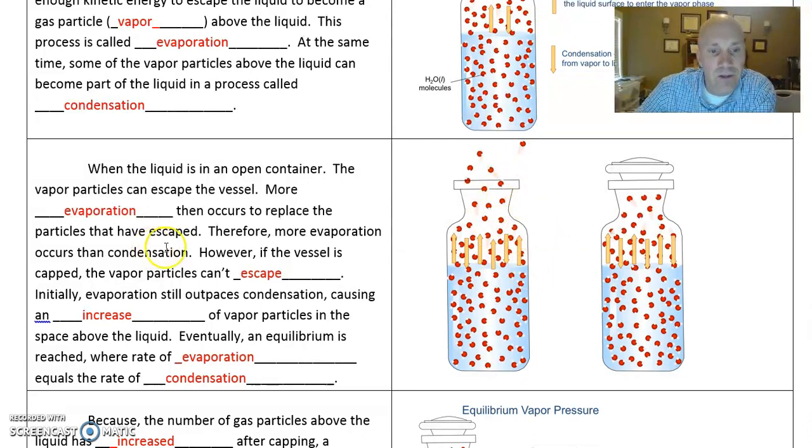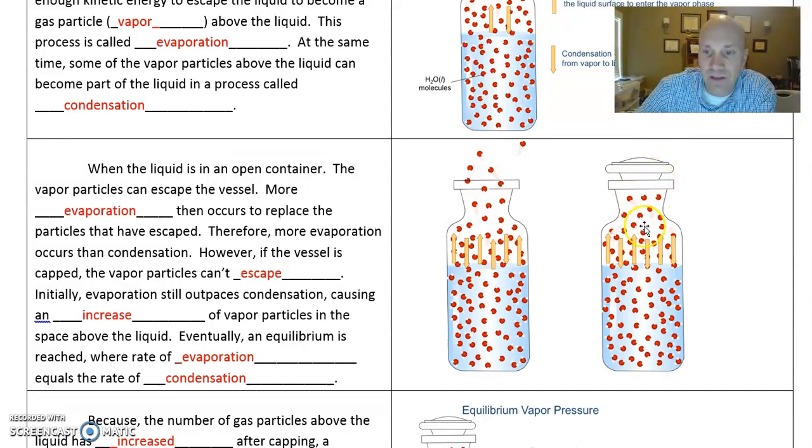Things change if you put a cap on the system, a closed system where the vapor particles can't leave. The difference is that in this situation, the vapor particles can't escape. Once you cap a container, at first you still are going to have more evaporation going on than condensation. But the evaporated particles are going to start to accumulate in this space here because they can't leave the vessel.